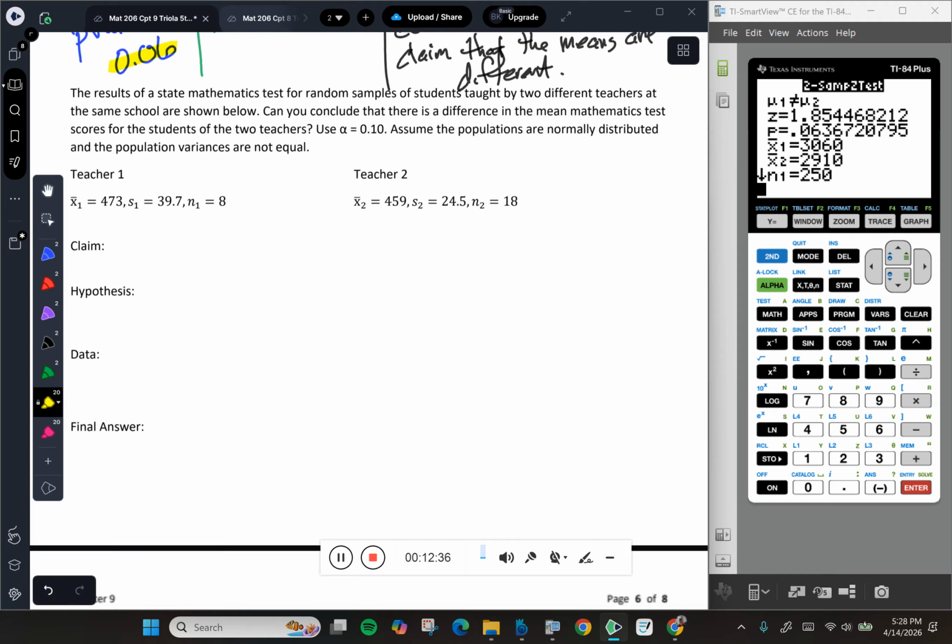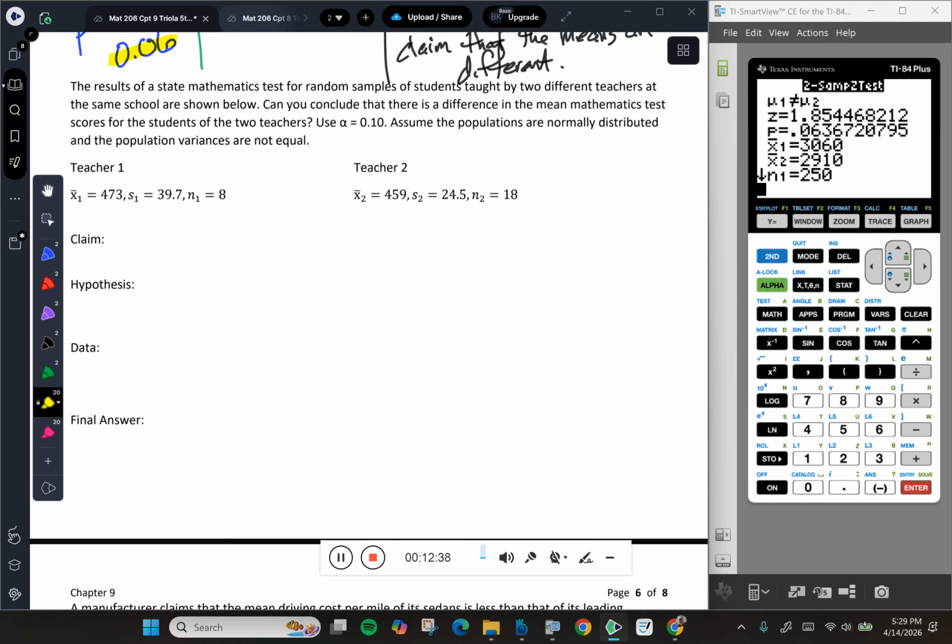Take a look at number 2 here, or our second example. The results of a state mathematics test for random samples of students taught by 2 different teachers at the same school are shown below. Can you conclude that there is a difference in the mean mathematics test score for the 2 teachers at a significance level of 0.10? Assume the populations are normally distributed and the population variances are not equal. Well, let's look at the data. Do you see how here for teacher 1, the data that we have includes a sample standard deviation?